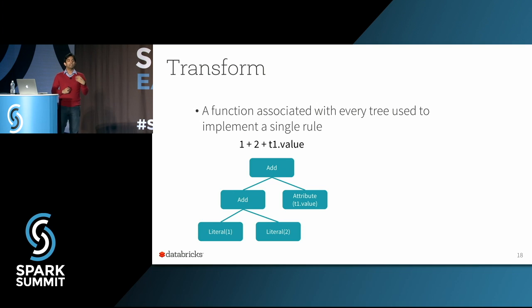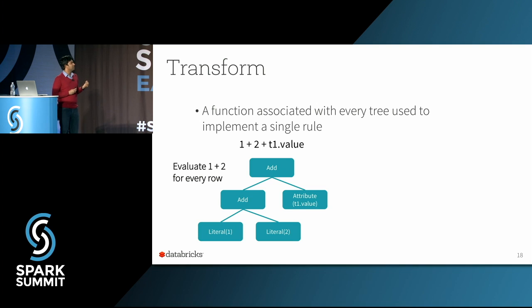Let's just pick an expression that we saw before in the query. In this specific case, this expression was trying to calculate 1 plus 2 plus t1.value. This expression is generally denoted by an expression tree in Spark. And the way to read this expression tree would be from bottom to top. So you see 1 and 2 literals. They are being added up. And then it's being added up again with an attribute t1.value. So basically, any expression that we have can be represented as an expression tree like this.